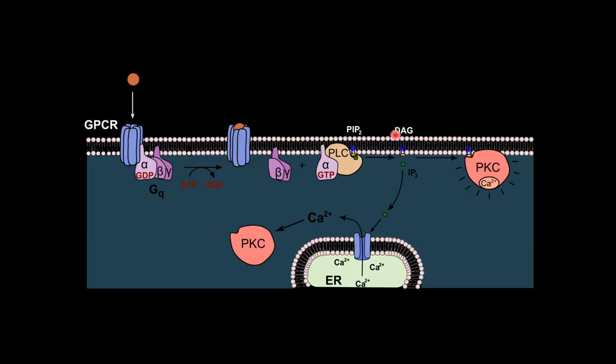Alternatively, the diacylglycerol up here stays in the membrane. This phosphoinositol bisphosphate is a membrane phospholipid, so the diacylglycerol is going to stay in the membrane. It is going to go and activate a protein kinase C, which can also go and do various things.